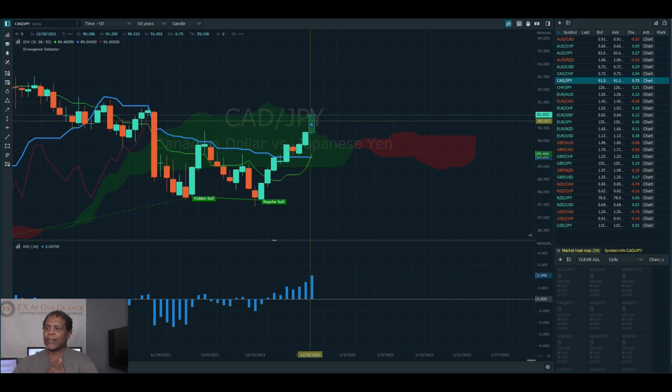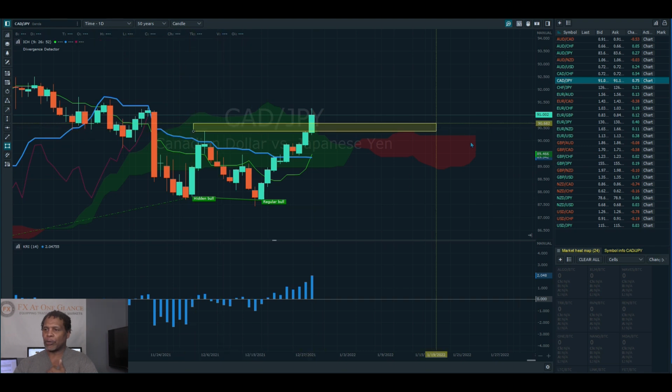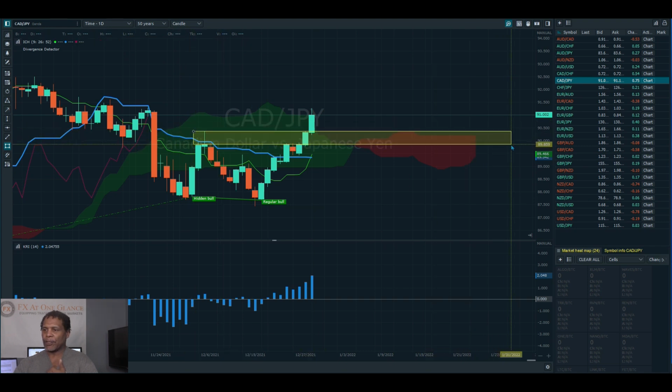We started to break structure already. No matter how far this moves, I'm still going to look for a correction before I get into the trade, because this is where I'm looking to bounce off of. This is where I'm going to trade the market when it pulls back to this zone.